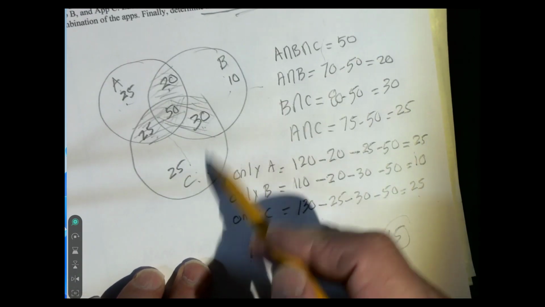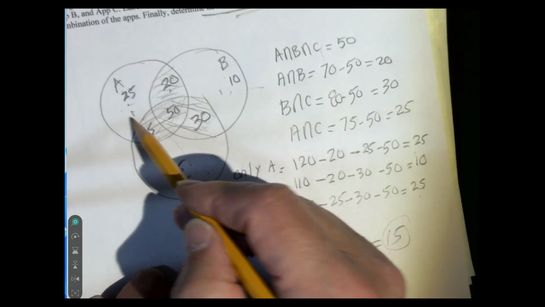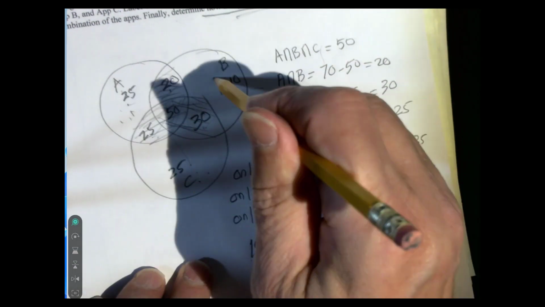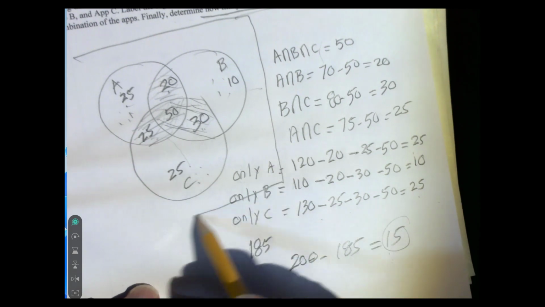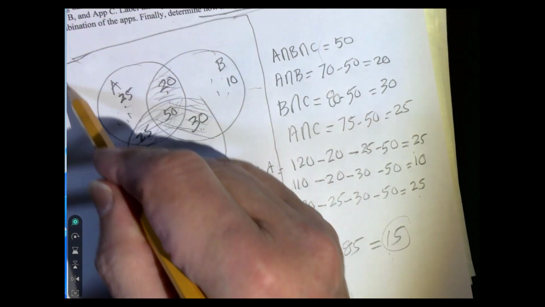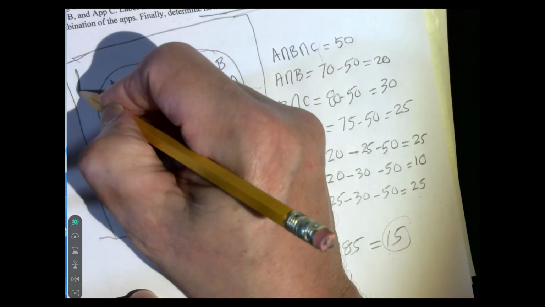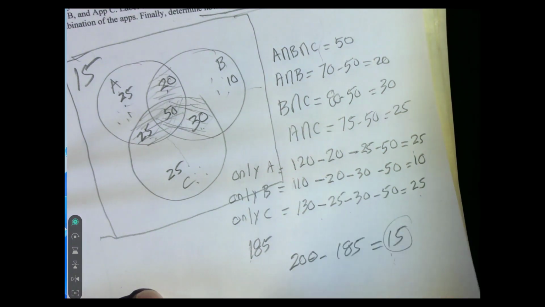So where do we put the 15? You don't put it inside here because it's non-users. These are A users, B users, C users. For the non-users, we create a rectangle. We call it the universe. And then we put the 15 outside. That's how you show the 15.